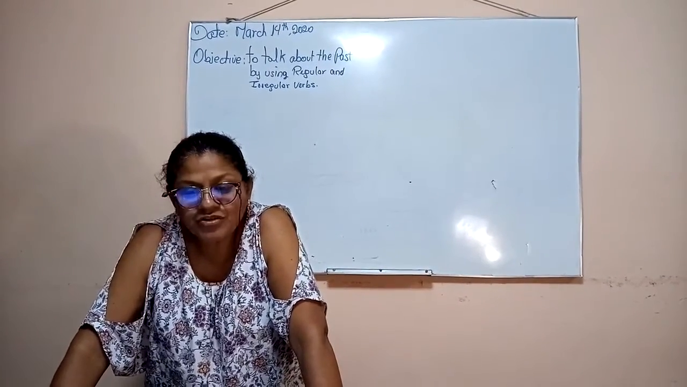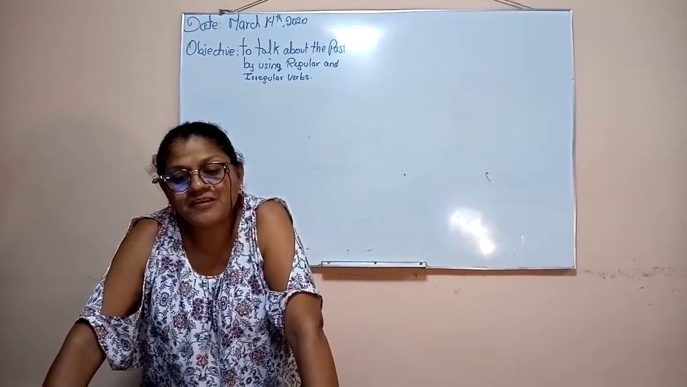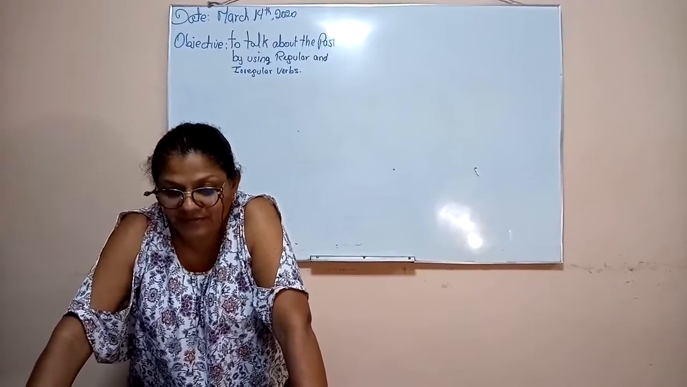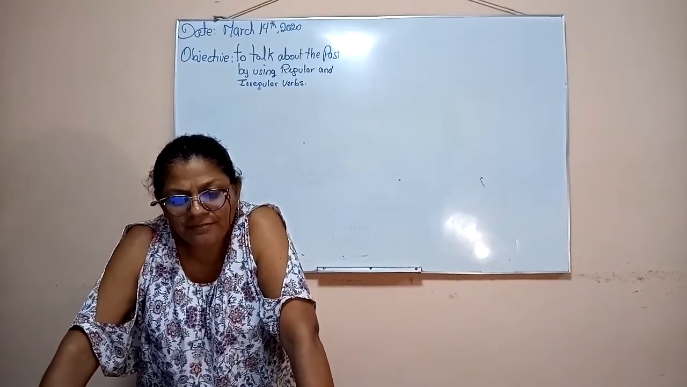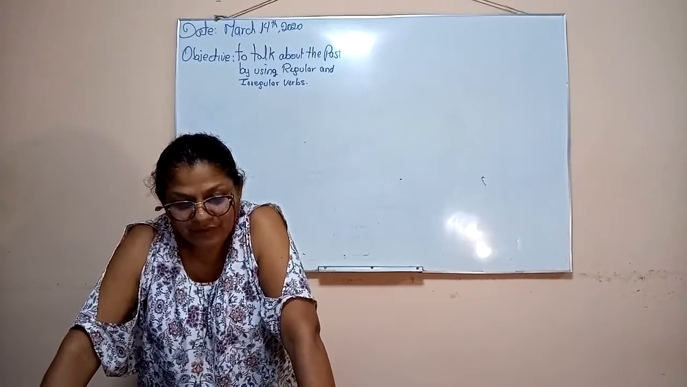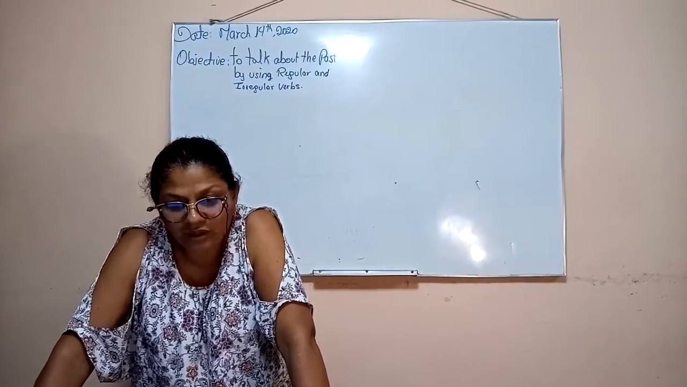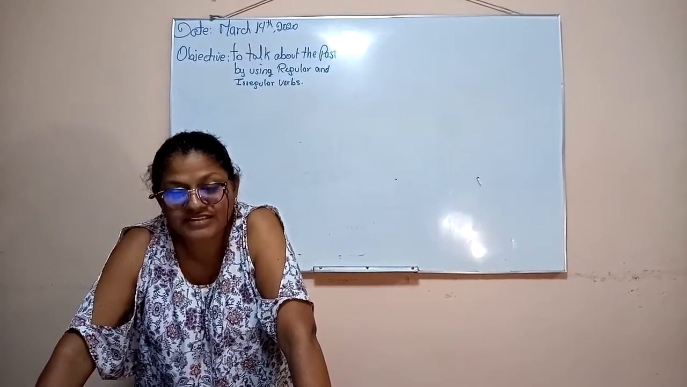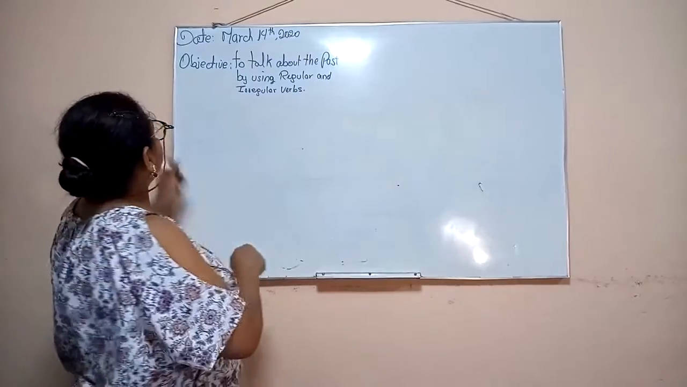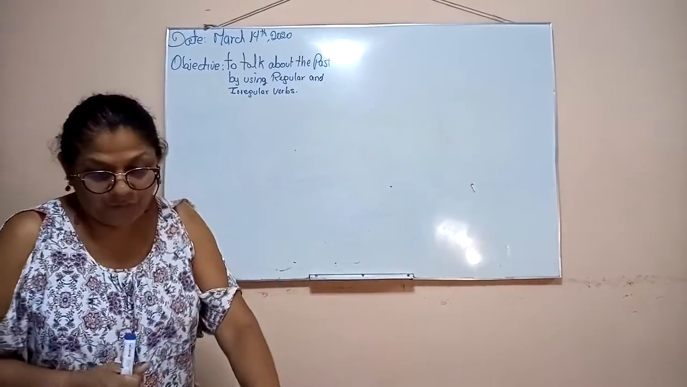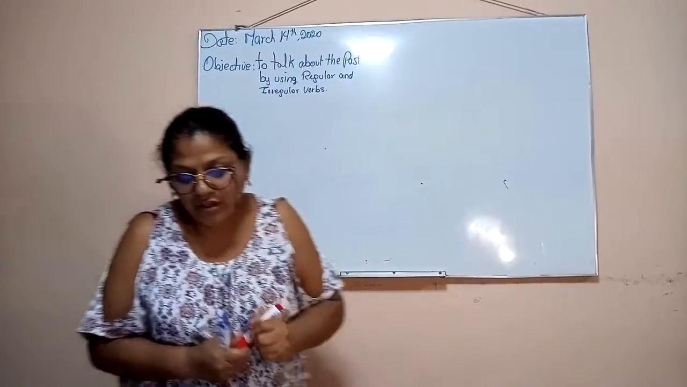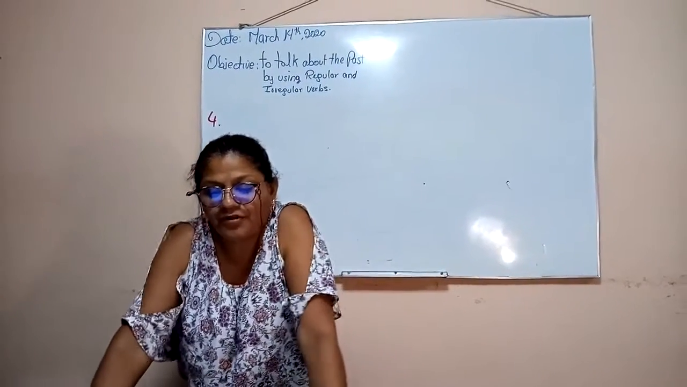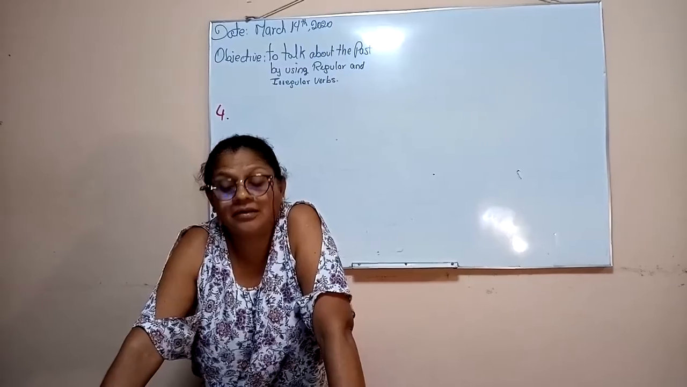Now, let's continue with number 4. Number 4 is past simple about regular and irregular verbs. It says, what is the past simple of these verbs? Remember, we are on page number 12, exercise number 4. Good. Now, here's the question: what is the past simple of these verbs, either regular or irregular?